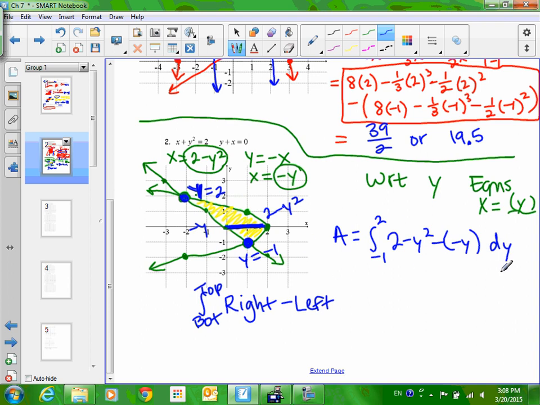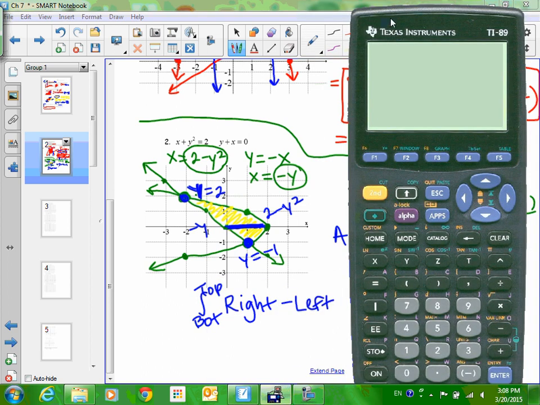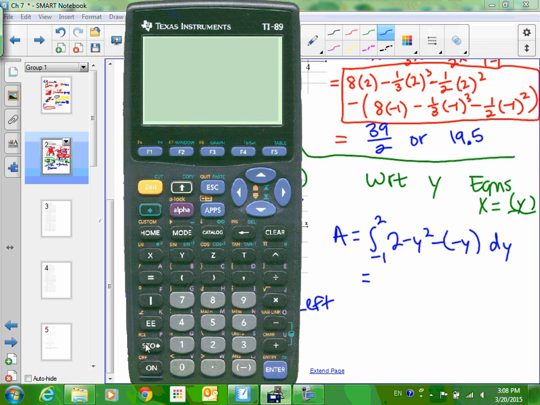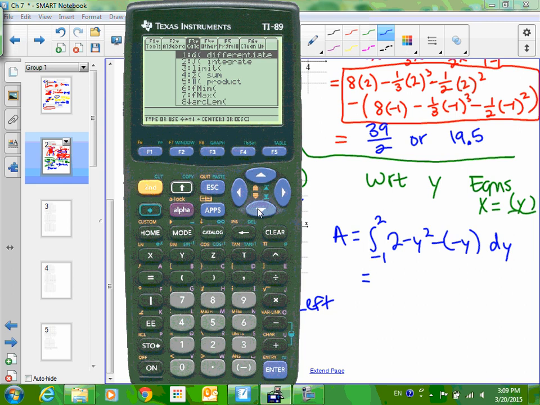All right, so this is an even, so that means you get to use your calculator on this, which is good. When you get to use your calculator, you want to. You don't want to be stuck on a problem like this, not with the calculator or not knowing how to use it, because it's going to take you a lot longer. You're going to have to do it by hand. So I'm going to do 2 minus y squared minus parenthesis negative y, close parenthesis, comma y, comma negative 1, comma 2.